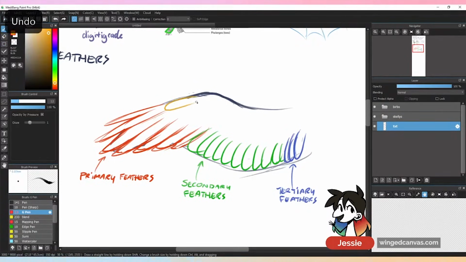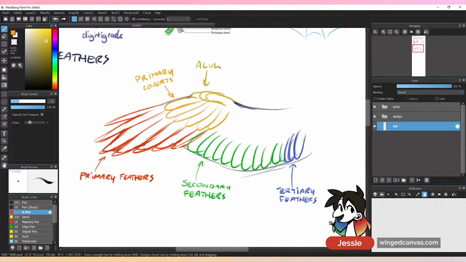So the next one, these inner ones right here, these are your primary coverts. And then there's a little row of feathers kind of right here. It's like 3 of them that kind of overlay like that. These are the alula. These are the feathers that are attached to the quote-unquote thumb of the bird, right? So if you think of that hand, these are the feathers attached to the thumb, and the rest of them is the hand. So you can kind of think of it like that.